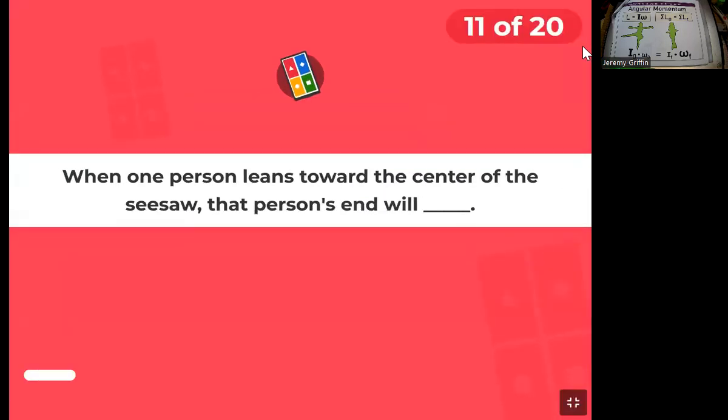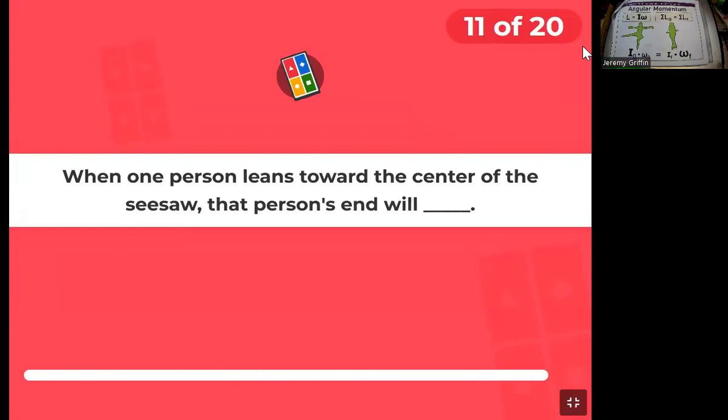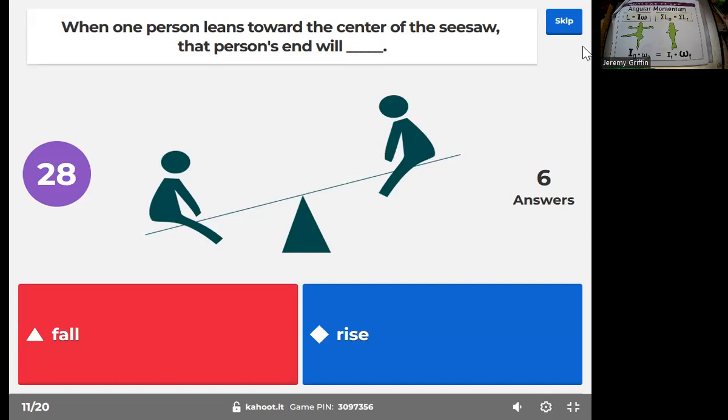Braden, extend the lead. When one person leans toward the center of a seesaw, what will that end do? Leans in toward the center.